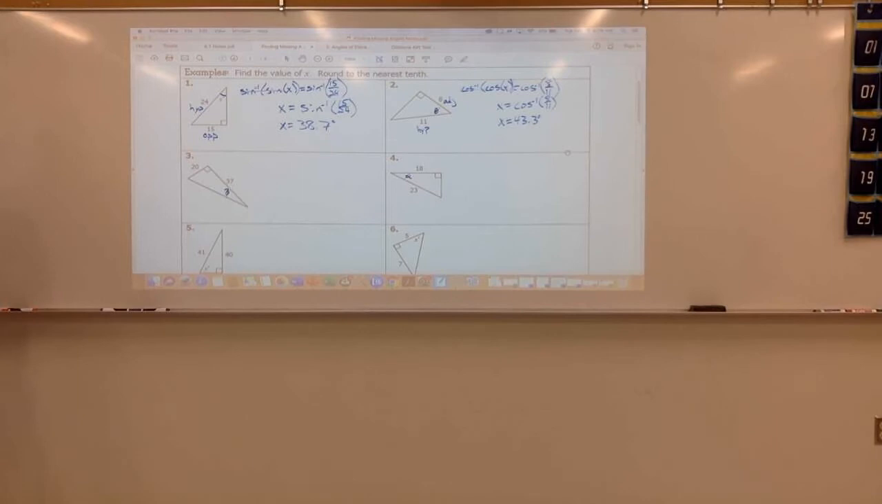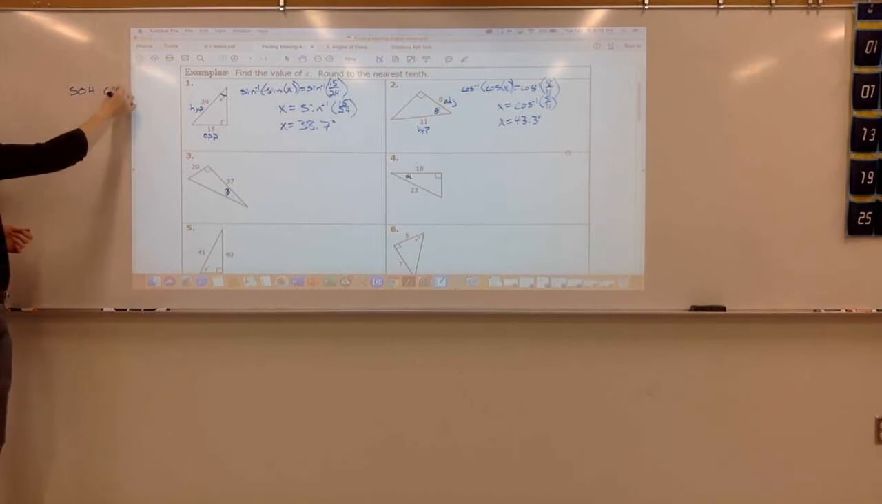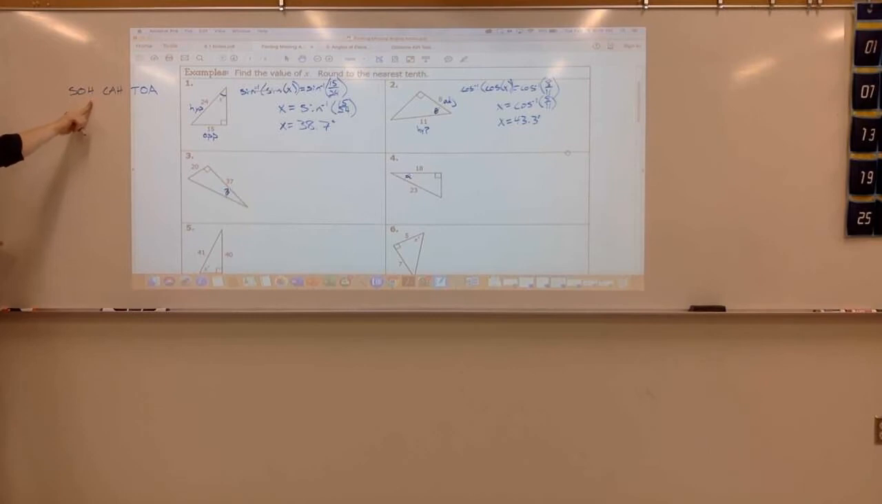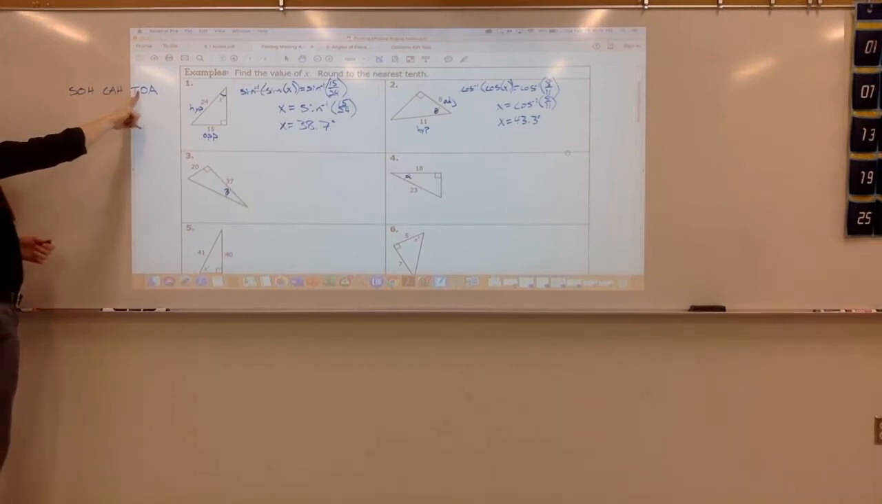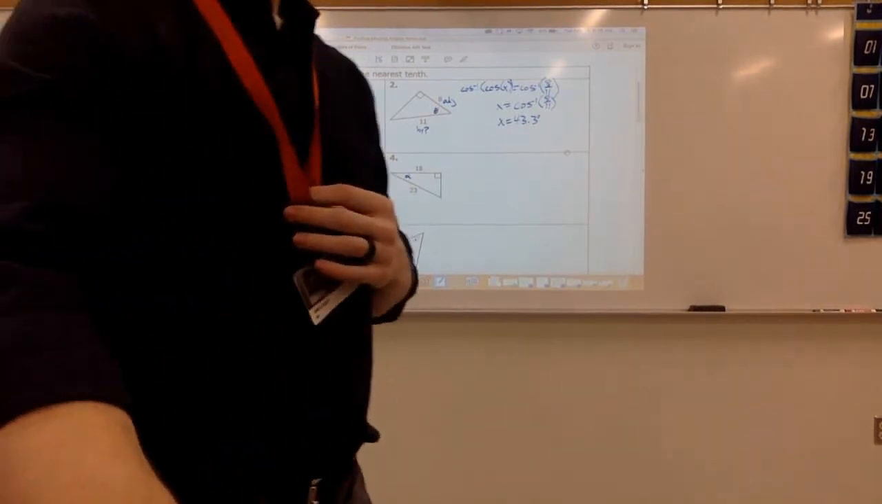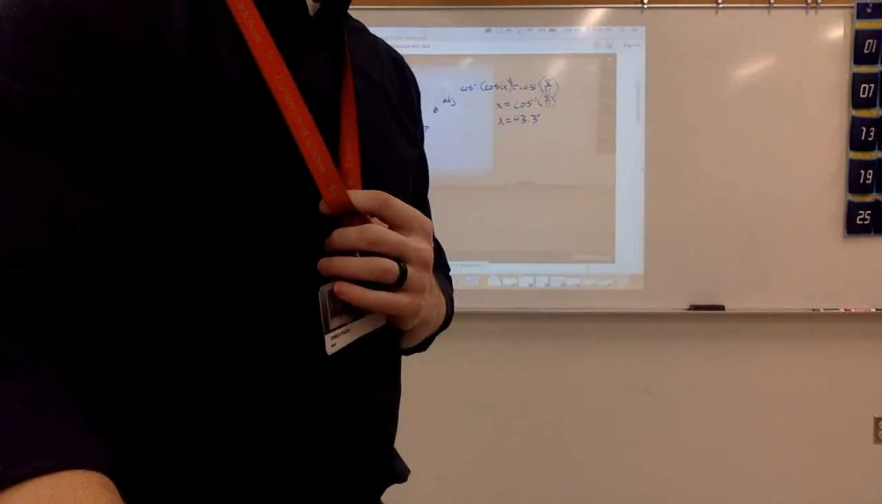Wait, how do you do these? Sine is opposite over hypotenuse. Cosine is adjacent over hypotenuse. And tangent is opposite over adjacent. So it would be x equals tan -1 of.